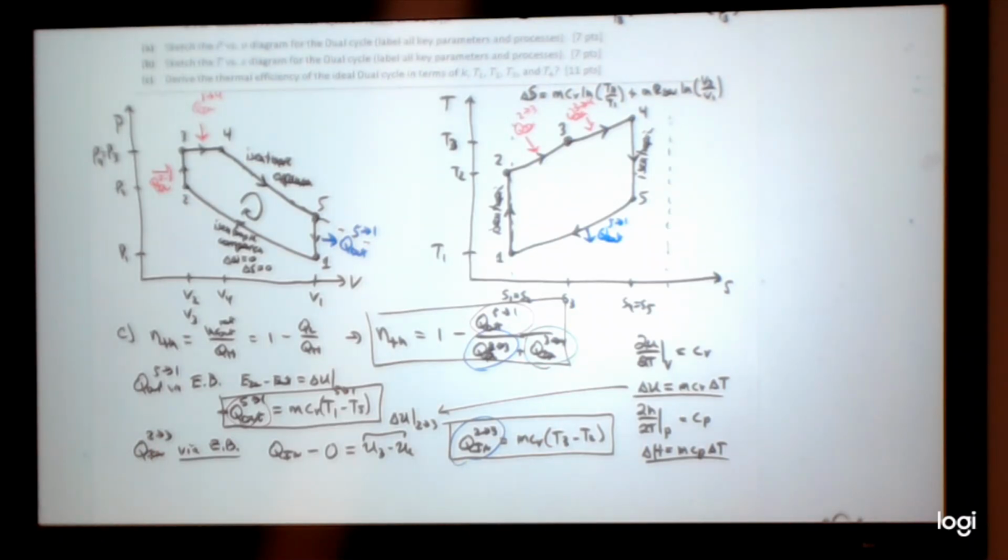Yes. Algebraically for the Q out from 5 to 1, if it wasn't negative on the left side, it would be mCV (T5 minus T1). Yes. You could multiply by minus 1 throughout the whole thing, and you could say Q out equals T5 minus T1. They were just a little bit different forms.